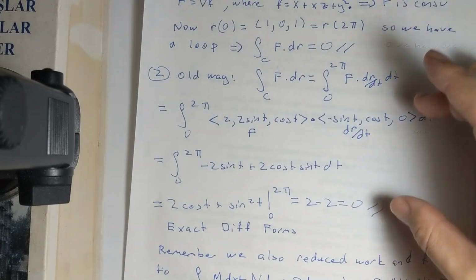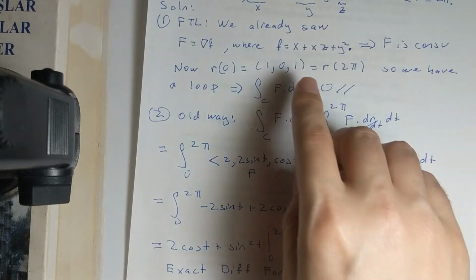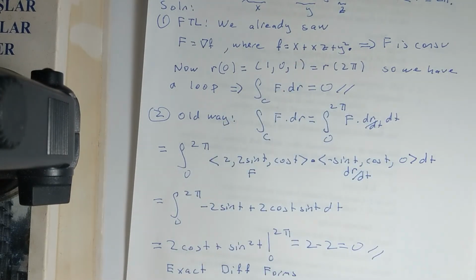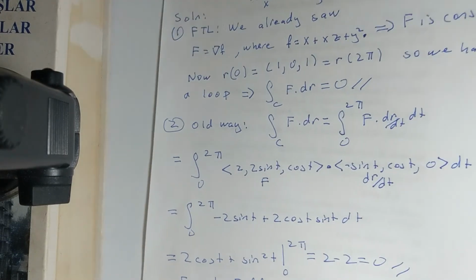So instead of doing all this dot product, derivative, and whatnot, just checking the component terms and realizing that this is a loop and the answer is 0, that's just a much, much faster way to handle it.